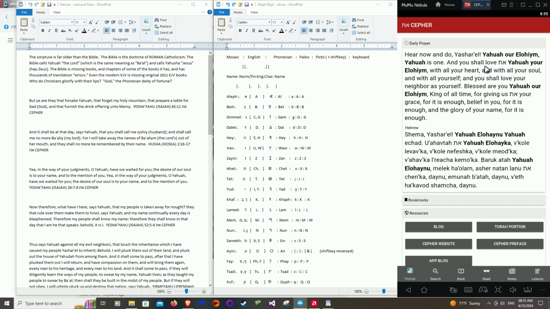So, anyways, this is a prayer that the app people wrote. It's an English-sized version of the Hebrew letters, so it's not Hebrew, but an English way of writing the pronunciation of Hebrew. That's called transliteration instead of translation. So it would be Shema Yasharel, Yahuah our Elohim, Yahuah Eloheinu. Basically, it means mighty one.